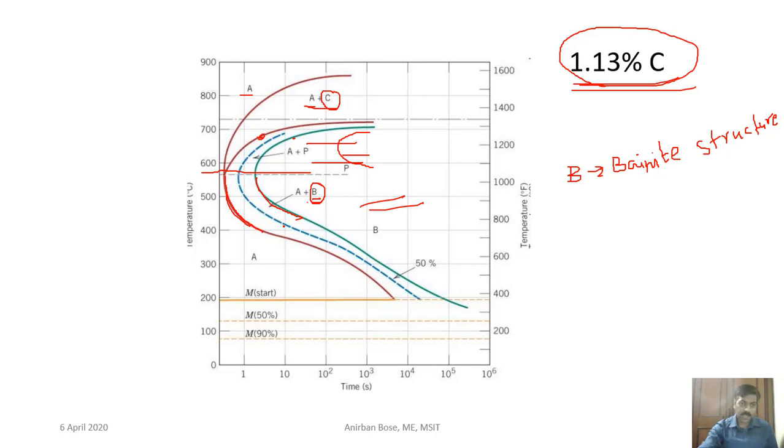Okay, and here you can see this line indicates M star. This M indicates martensite.